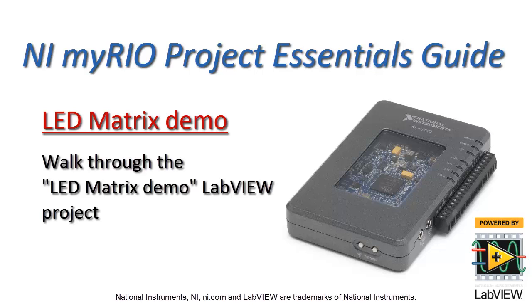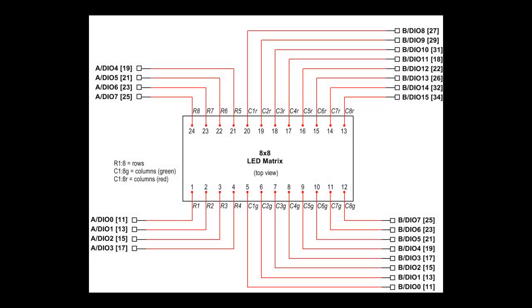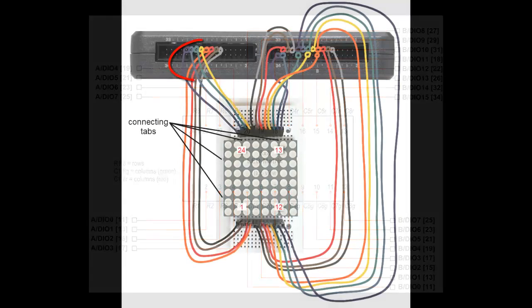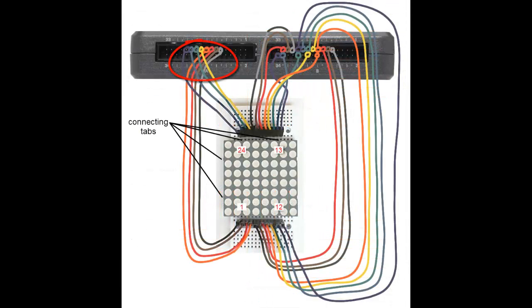All right, let's take a walk through the LED matrix demo LabVIEW project. I have the 8x8 LED matrix schematic diagram. This is the connections to the MXP connectors. The rows are on connector A and the columns are all on connector B.